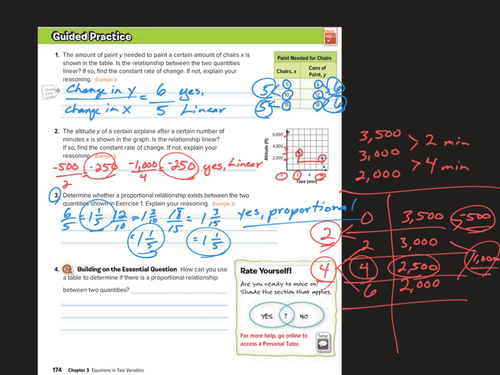So I hope this helped clarify a few things. We're going to continue practicing, and when we pick things up in our next lesson, we'll branch out and spend more time looking at how we can tell if relationships are linear from a graph and a table, and then how we can take the next step and decide if they're proportional.